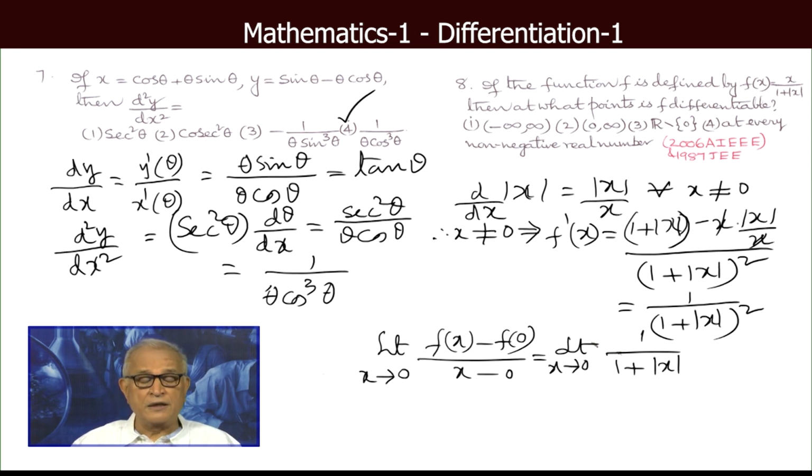Well, mod x is continuous at x equal to 0. Mod x has no derivative at x equal to 0, but mod x is continuous, and therefore limit mod x as x tends to 0 is the same as the value, which is 0. Therefore, this is 1. Therefore, f dash 0 is 1.